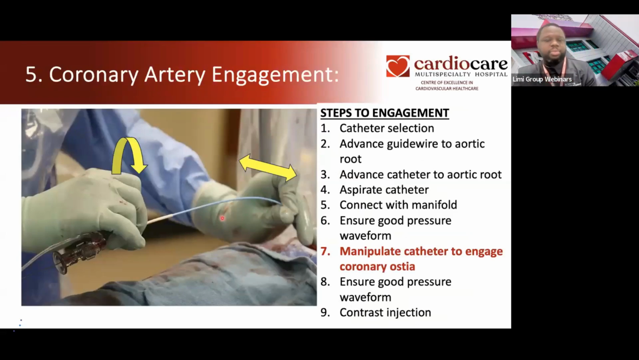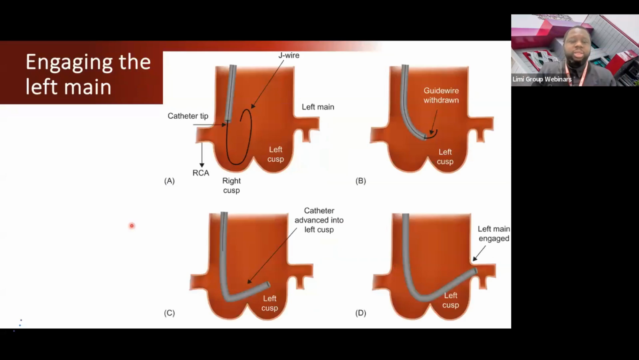So the way we manipulate the catheter, we use the left hand to go front and back, while we use the right hand to turn left or right to rotate the catheter. So let's look at this. The wire comes in, we pull out the wire, then the shape comes out. As we pull out the wire, we now engage the left main.